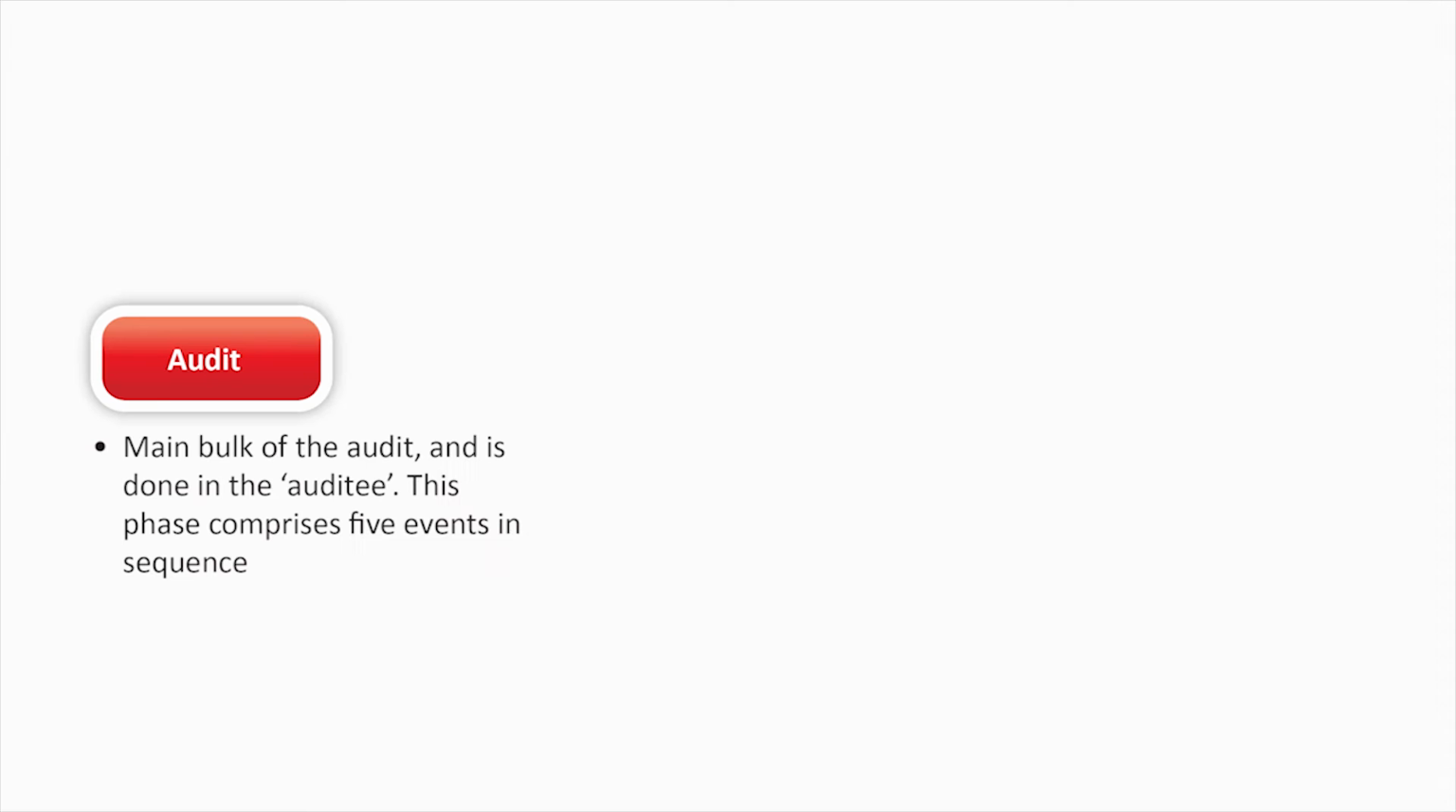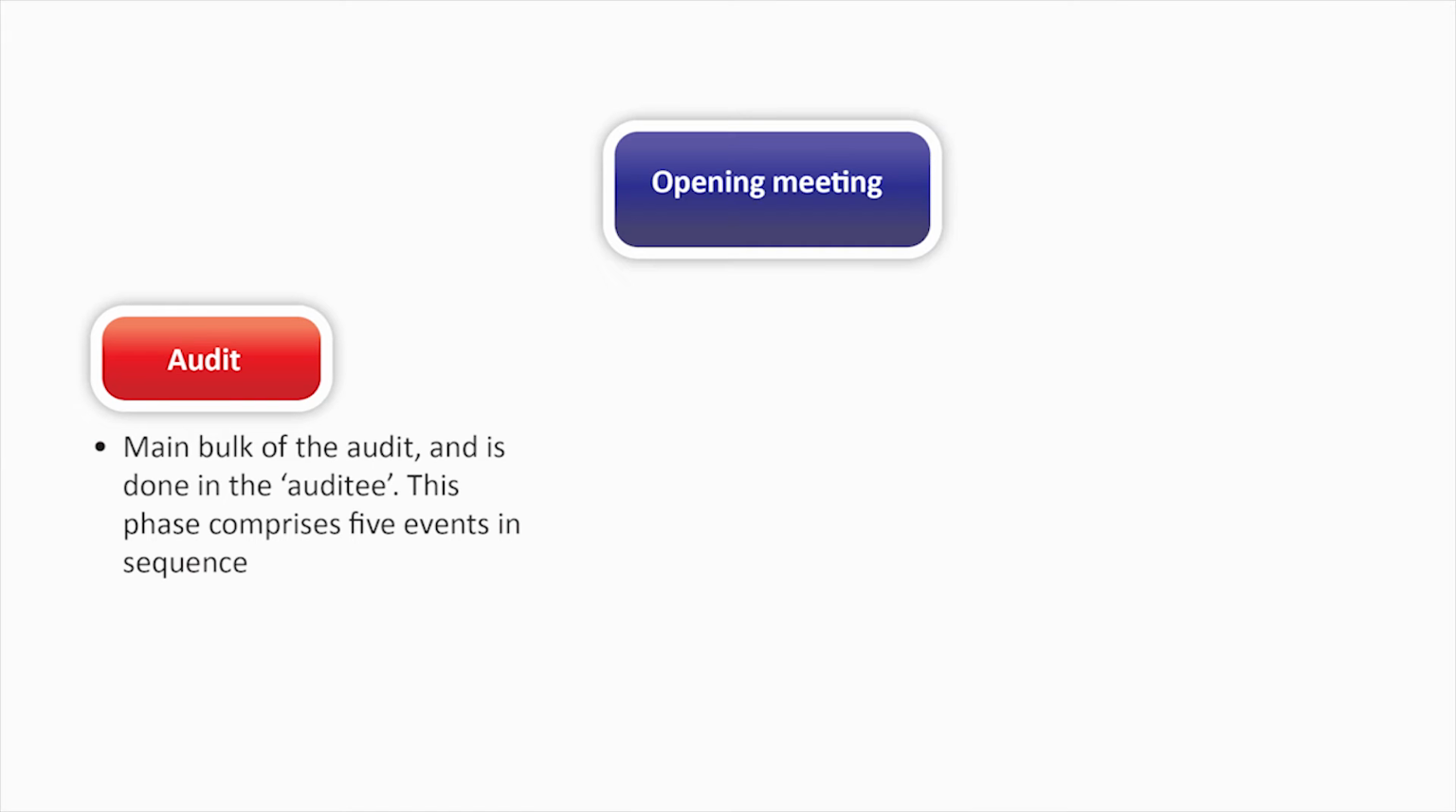Next is the audit itself, which comprises 5 events in sequence. They are: firstly, the opening meeting. This is the first formal event at the site and should be attended by the audit team and the management of the auditee. Usually, the top management will address the audience first, and the audit team leader will then inform the management on the agenda and the methodology of the audit.